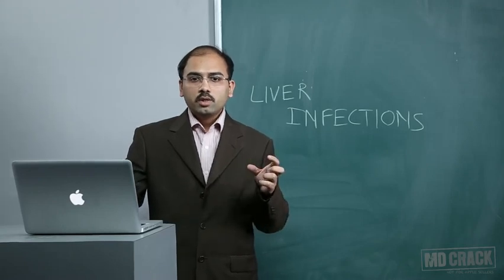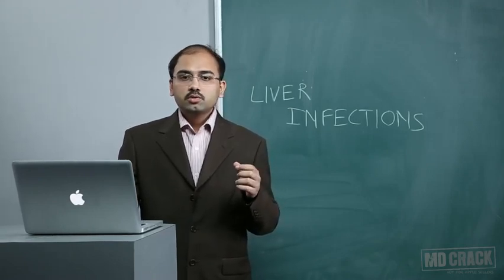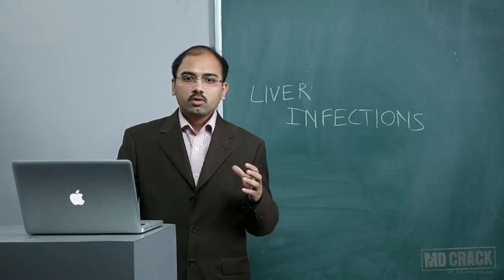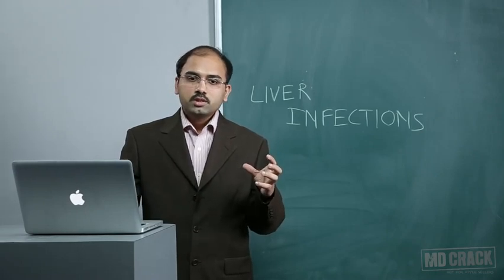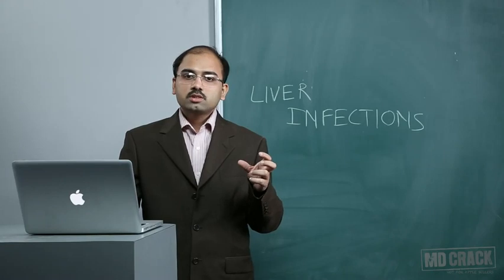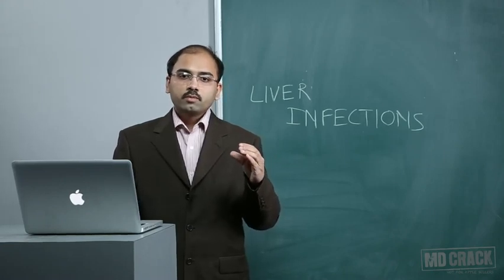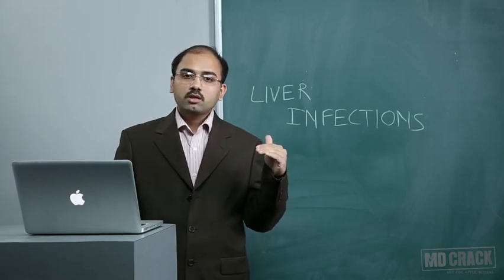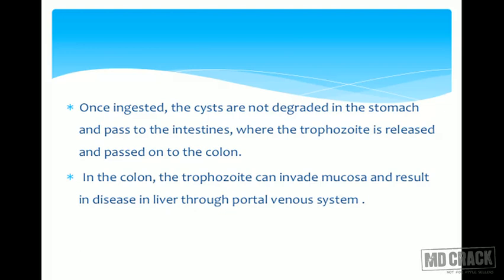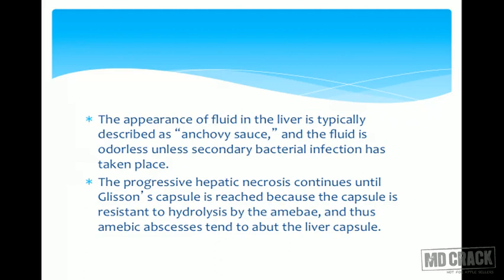Whenever the liver parenchyma undergoes necrosis, it will induce inflammation and aggregation of neutrophils can occur. All these features along with necrosis form the typical nature of the pus, which is called anchovy sauce. This necrosis is seen typically in the liver parenchyma. Whenever these abscesses reach the level of the peritoneum covering the liver, the peritoneum being resistant to trophozoites, it resists digestion. All these abscesses are limited by the visceral peritoneum of the liver. This anchovy sauce pus is odorless unless secondary bacterial infection takes place.